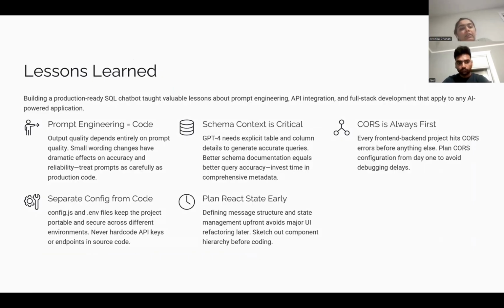The lessons learned during this project: prompt engineering is a critical part of creating any chatbot. Small changes can affect the output very significantly. Also, providing schema context is critical. We also learned the importance of code setup and proper configuration management in full stack development.